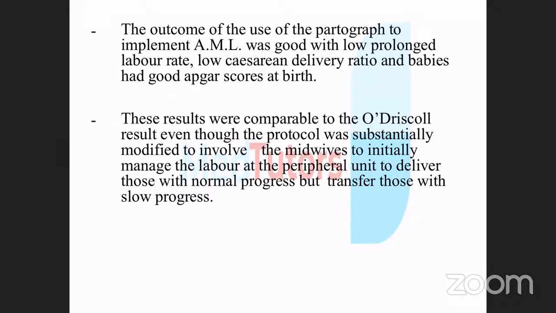The outcome of using the partograph to implement active management of labor was good, with low prolonged labor rate, low cesarean section delivery rate, and babies had good Apgar scores at birth. These results were comparable to O'Driscoll's results, even though the protocol was substantially modified to involve the midwife to initially manage the labor at the peripheral unit, to deliver those with normal progress but transfer those with slow progress. Next slide.